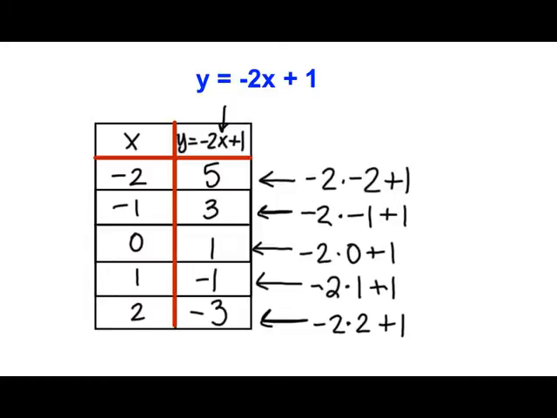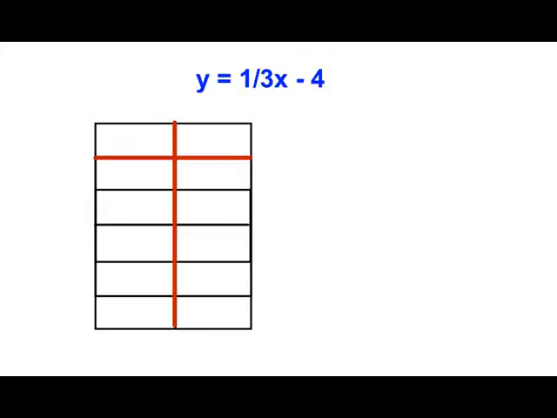Okay, I'm going to do one more problem, and then we are done with input-output tables. The last problem I picked is 1/3 x minus 4. If you look, a third is like dividing by 3. So the trick to doing a T-table or an input-output table on these is to make sure that whatever you pick is divisible by 3. So when I pick my positives and my negative numbers, I'm going to want to pick things that are divisible by 3. Otherwise we're going to end up with some messy fractions. So I'm going to pick negative 6, negative 3, 3, and 6.